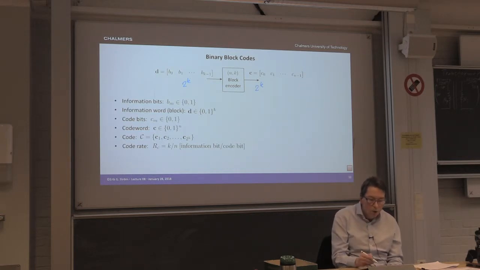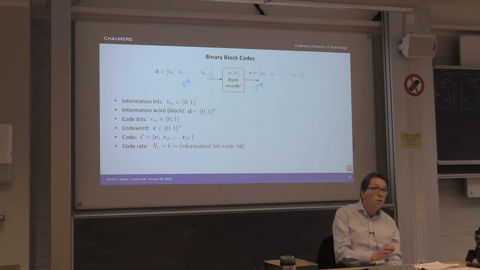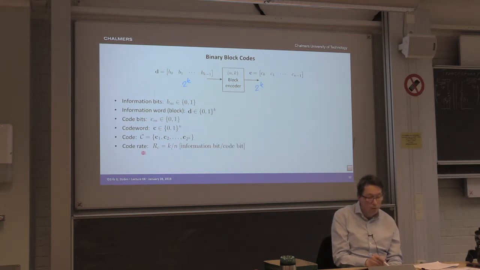The collection of all possible outputs, c1, c2, up to c subscript 2 to the k, is the set of all possible code words. This is known as the code. So the code is the set of all code words. And then there is something called the code rate, which is the ratio between k and n, the ratio between the number of input bits and the number of output bits. Typically n is larger than k, so the code rate is a number less than 1. The interpretation is that it tells us how many information bits there are per code bit.